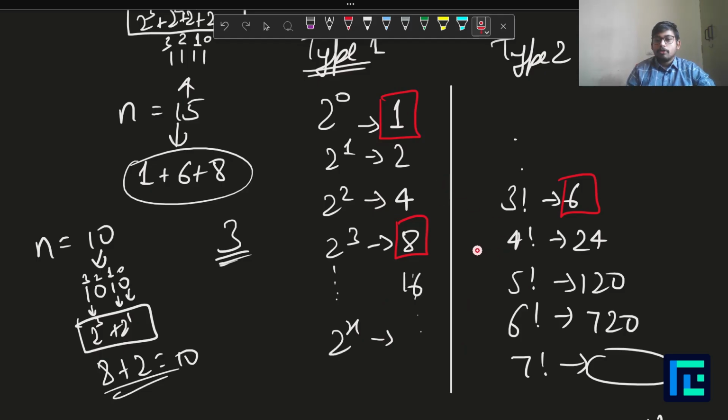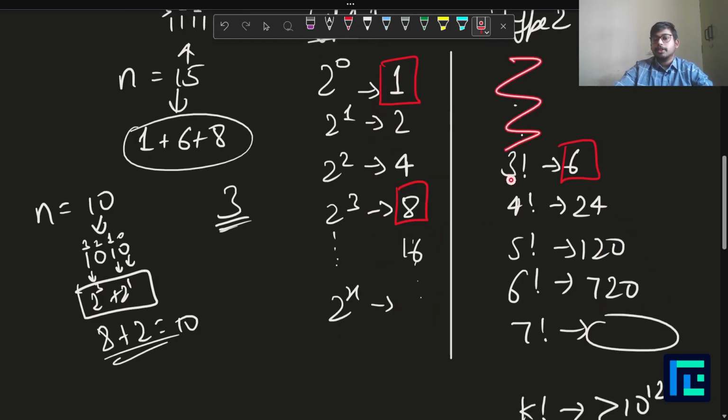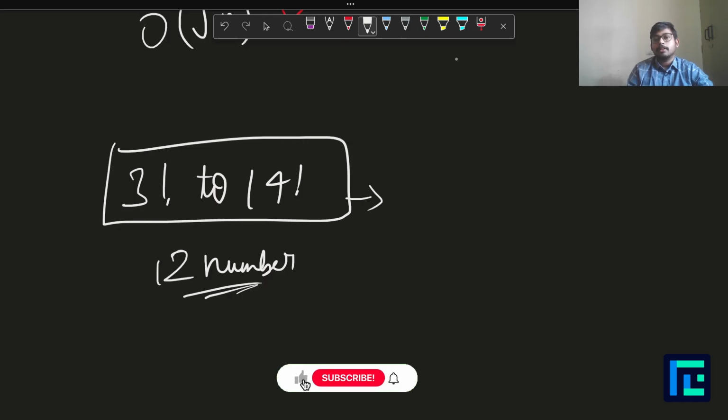Okay, so now these two are distinct. Like you can say, all the numbers that exist in this, they don't exist in this, and all the numbers that exist in this, they don't exist in this. First of all, after removing them, that's what we got. Now how many numbers do we have in the type 2 category? So 0, 1, 2 factorial are removed, so 3 to 14 factorial, which are a total of 12 numbers.